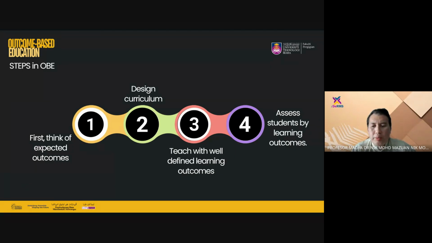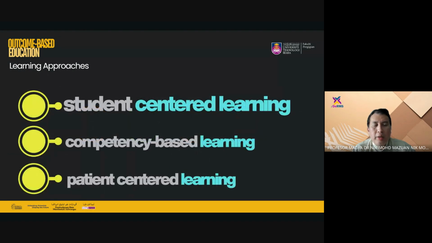Okay. So that's why we have our vetting. Our vetting has a proper template to ensure that we do not go beyond that. So it always has to map to SLO and CLO. Okay. All right. This is about learning approaches.